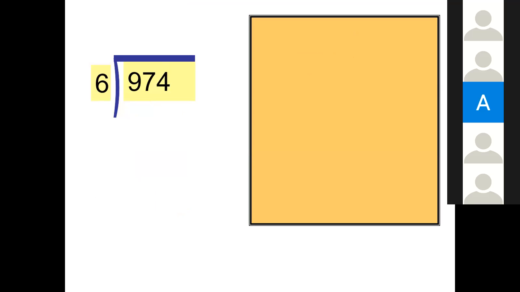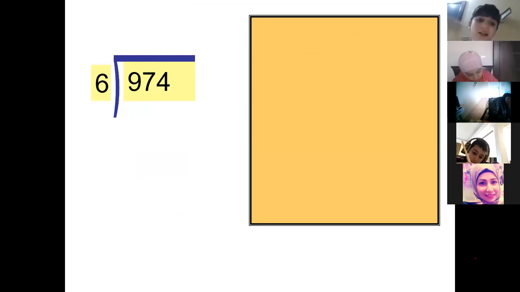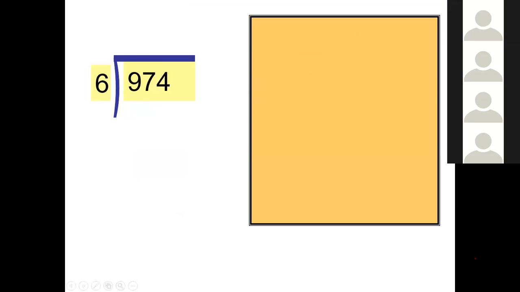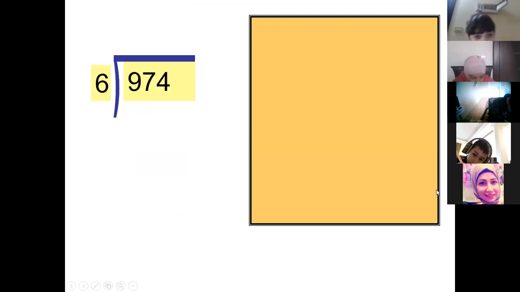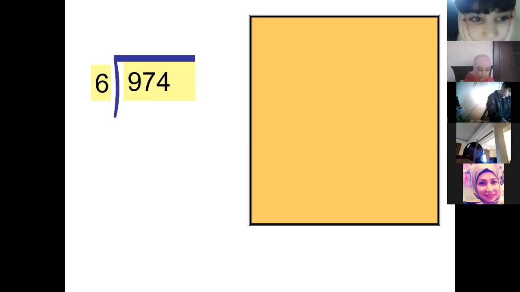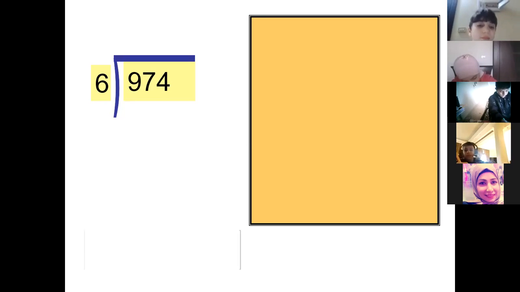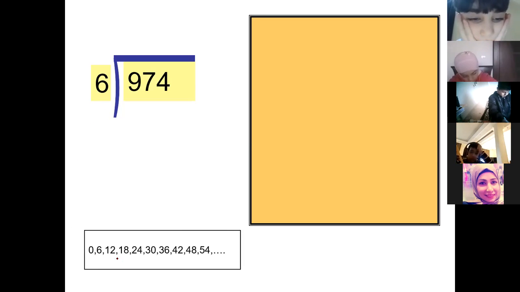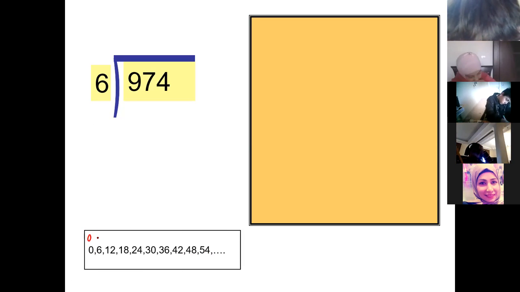Okay. 974 divided by 6. Jawad al-Husayni. Yes, miss. Yalla, Jawad. How do we divide 974 by 6? The first step we have to write? Table 6. Just Jawad will talk, please. Table 6. Okay. This is table 6. 0, 6, 12, 18, 24, 30, 36, 42, 48, 54. We counted just till 9.